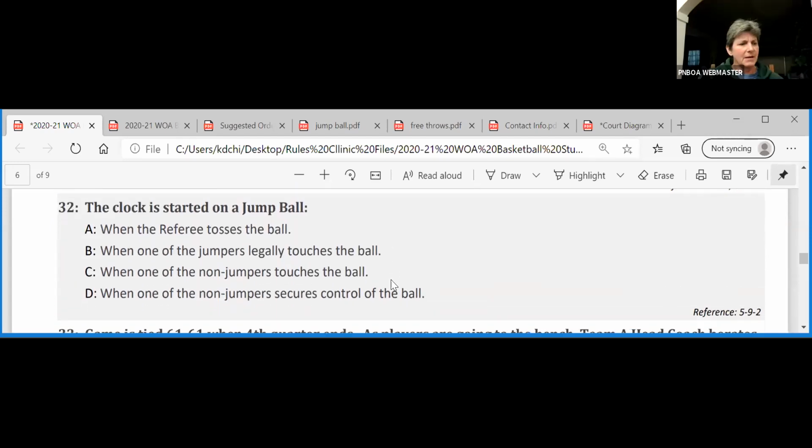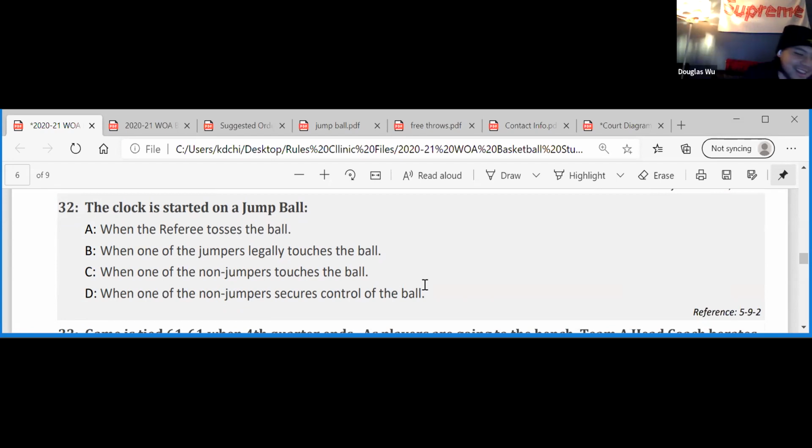Okay. 32, Sammy. Oh, this question is so easy. Come on, this is two easy ones in a row, Sammy. I've got to give you a hard one, but go ahead. I mean, just do 33 instead. So Roger, you do 32. Okay. The clock is started on jump ball when referee jumps.